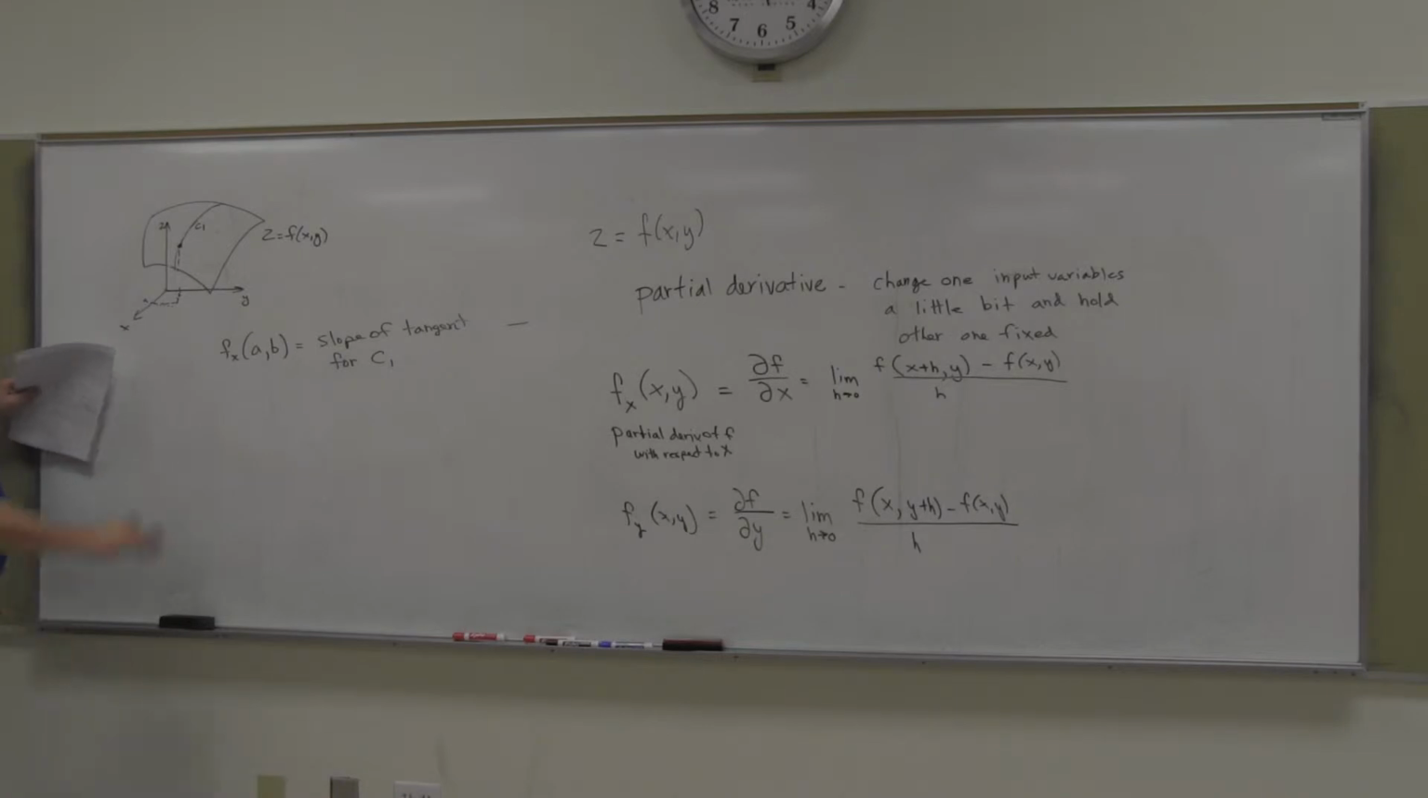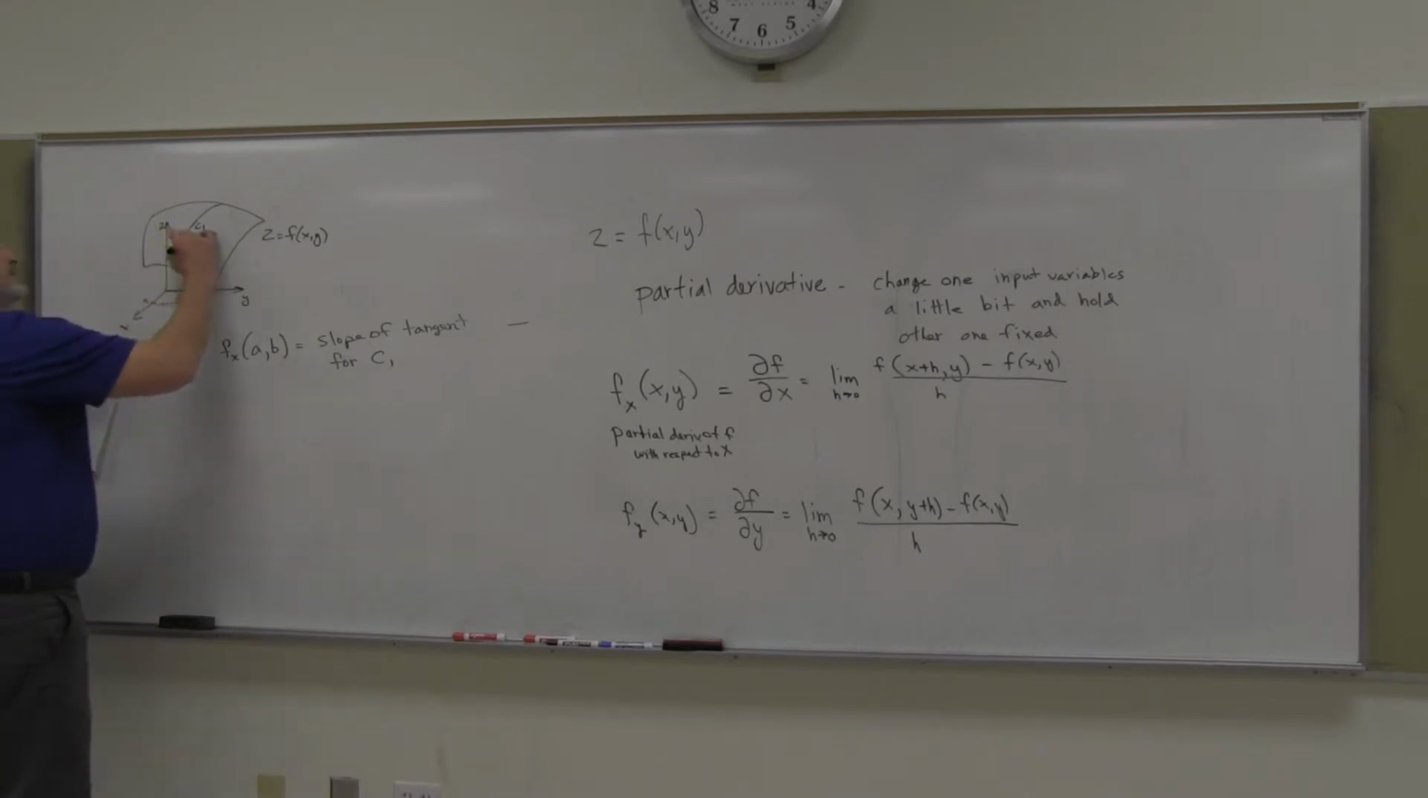The C1 curve is the curve that intersects the figure. Y was the plane. Let's call the tangent line T1.